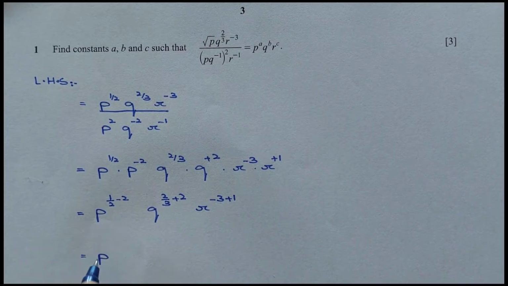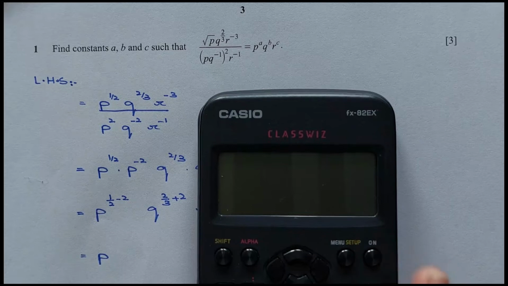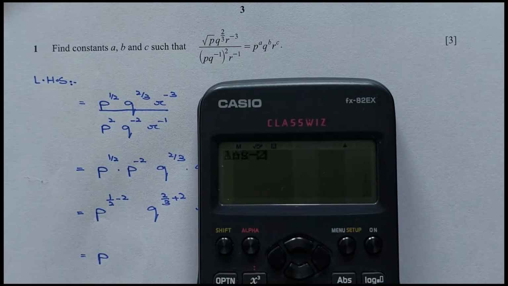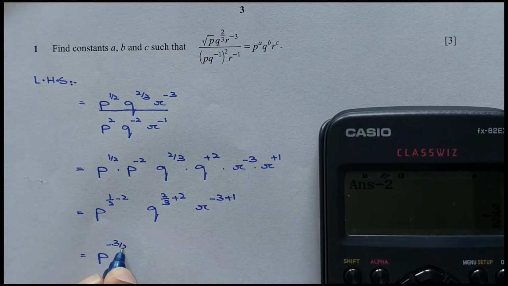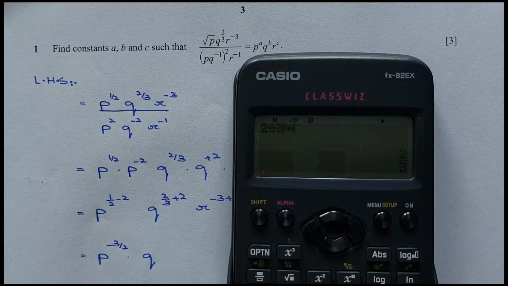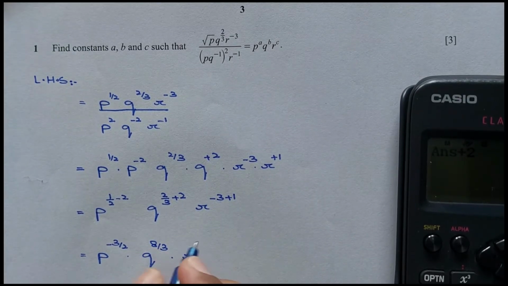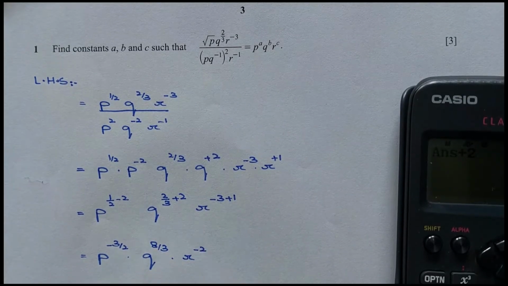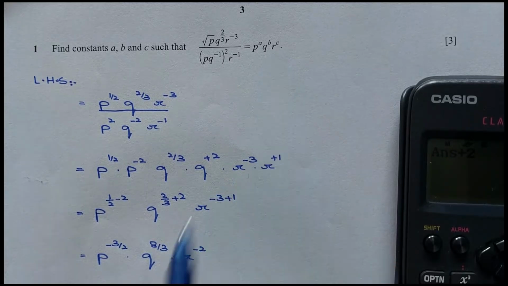Right. Now let me simplify the powers. 1 by 2 minus 2 is minus 3 by 2, so P power is minus 3 divided by 2. Q is 2 by 3 plus 2, which is 8 by 3. And R is minus 3 plus 1, which is minus 2. Right. So A value is minus 3 by 2, B is 8 by 3, and C is negative 2.